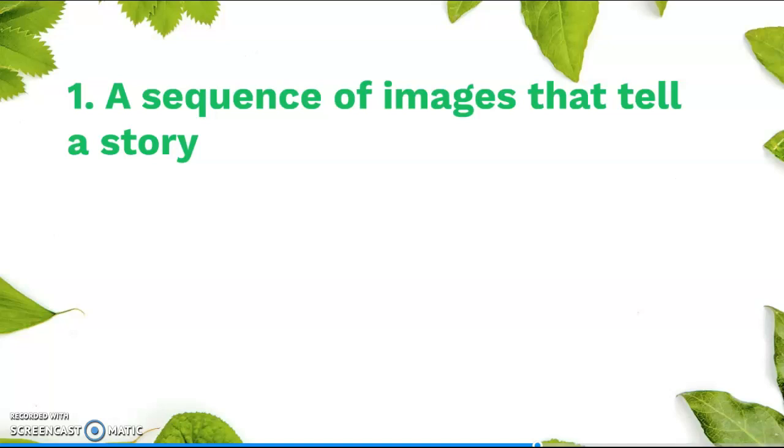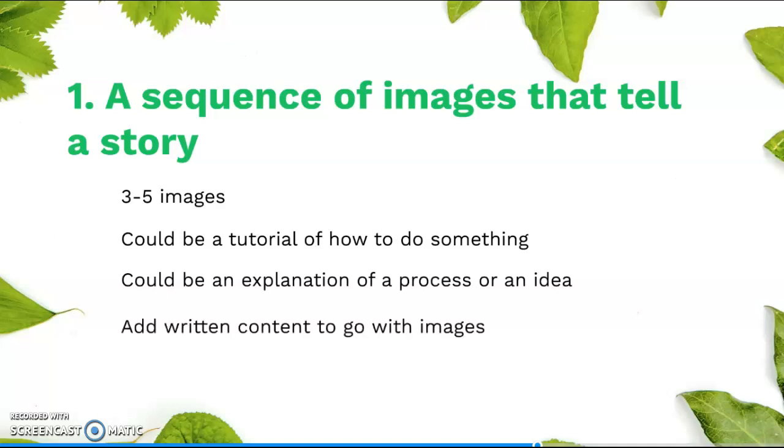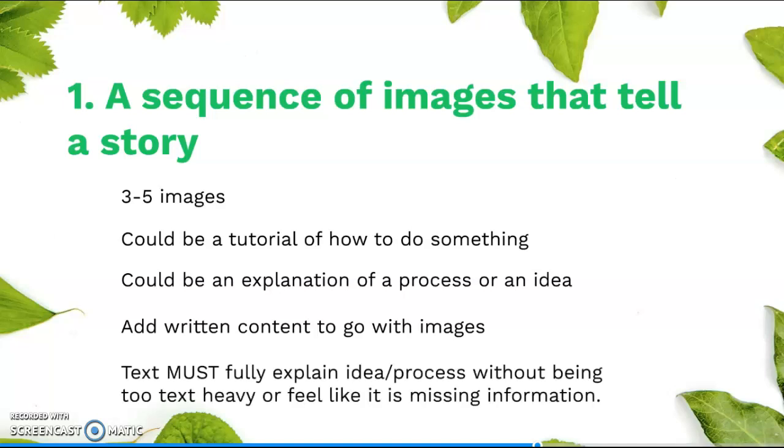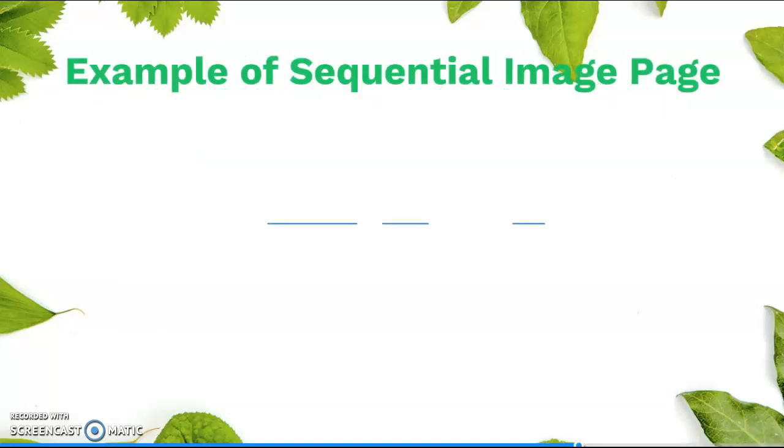Number one, a sequence of images that tell a story. 3 to 5 images, could be a tutorial of how to do something, or could be an explanation of a process or an idea. Add written content to go with your images. Text must fully explain ideas or processes without being too text-heavy or feeling like it's missing information. An example of a sequential image page.